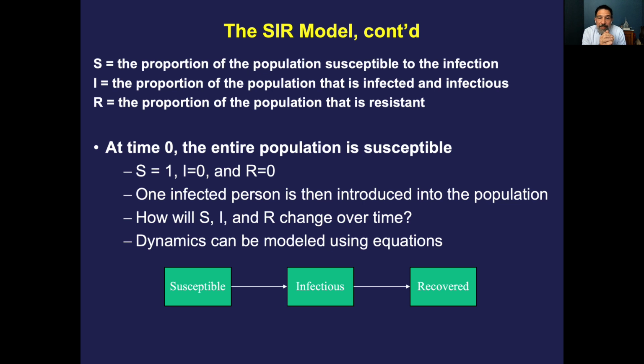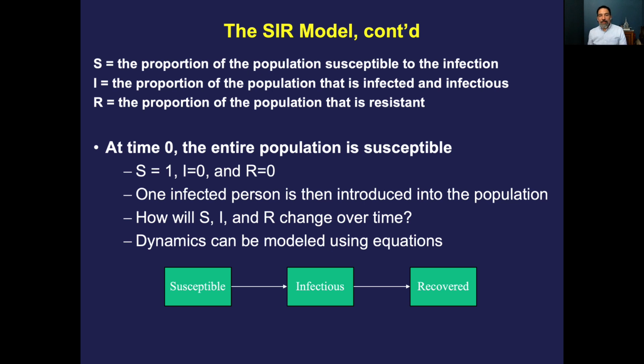So starting at time 0 in the SIR model, before the model begins to predict what will happen in a hypothetical population, at time 0, everyone is in the susceptible group. So S equals 1 at that time, and the number infected equals 0, and the number resistant equals 0. And then you go through the exercise of introducing one infected person into the hypothetical population.